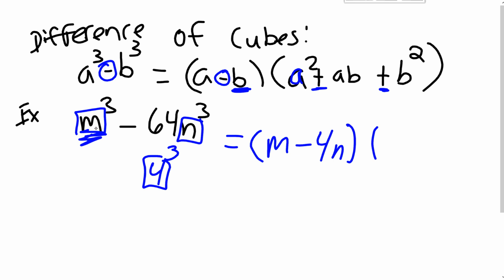And then I write my a squared, so that's the first thing that's being cubed, squared, so m squared. Then a times b, so m times 4n is 4mn. And the last thing that's being cubed, I go ahead and square that. So 4 is being cubed and n is being cubed, so I'm going to take 4n and go ahead and square it. And so that is 16n squared. Okay, so that's the difference of cubes.